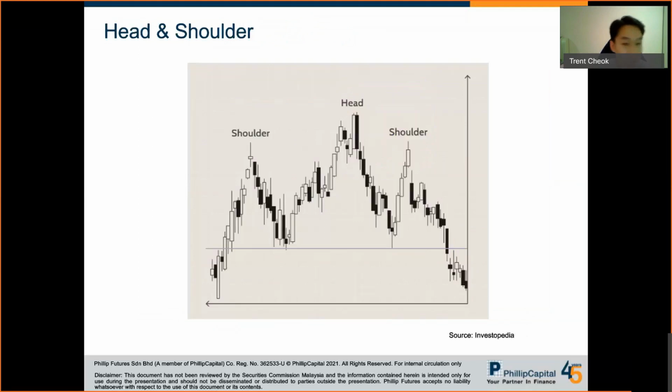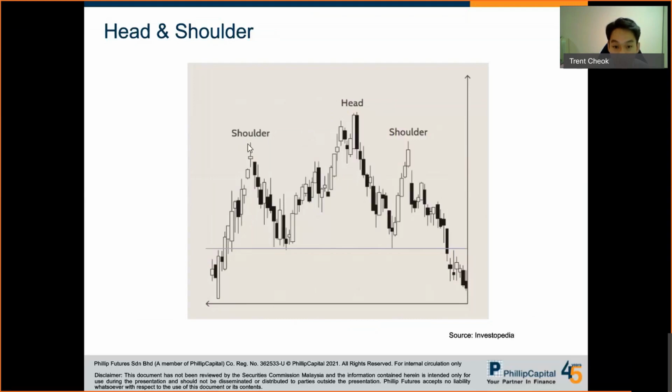Okay, then the next one is head and shoulder. So head and shoulder is basically what we call it. This pattern is also to identify entry at the support and resistance level. The example here is for a resistance level.